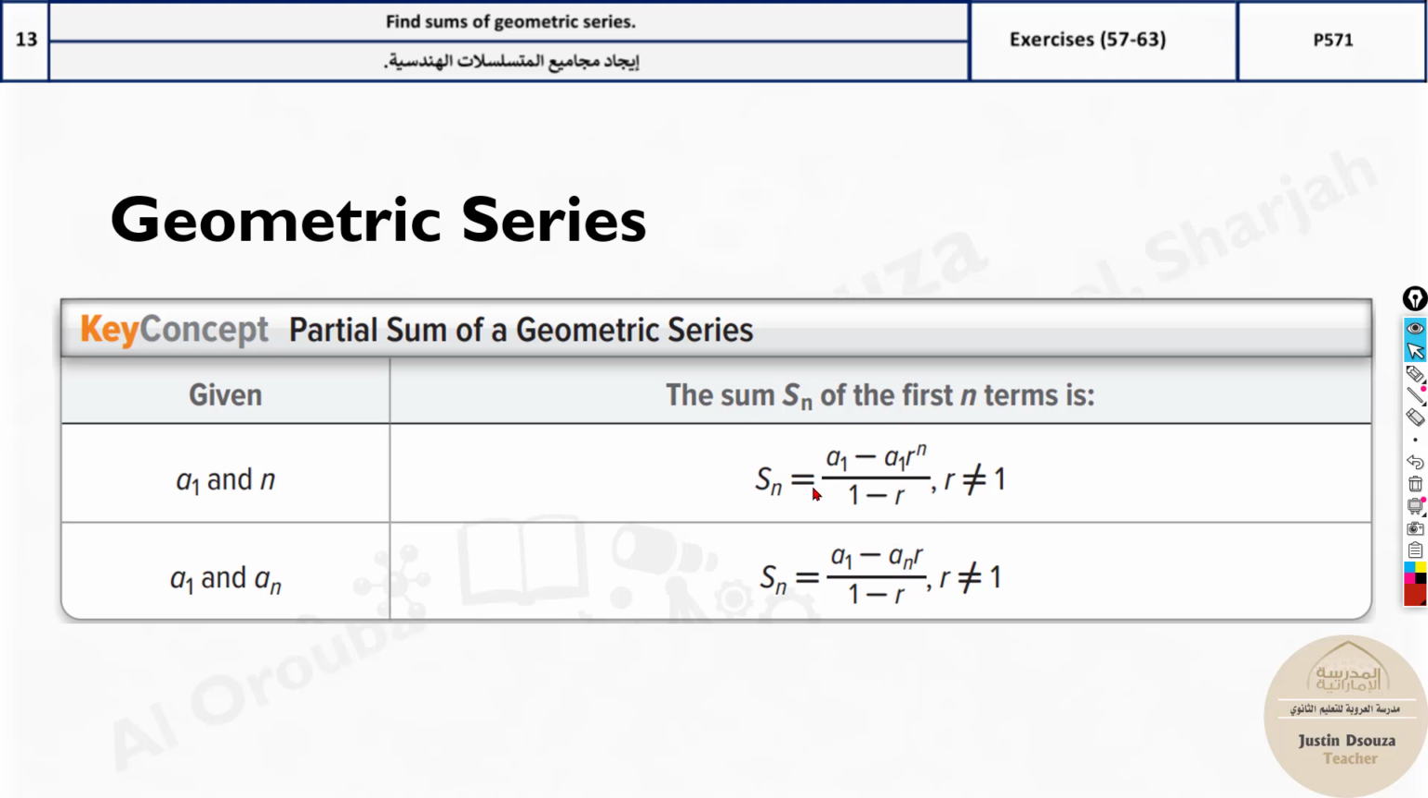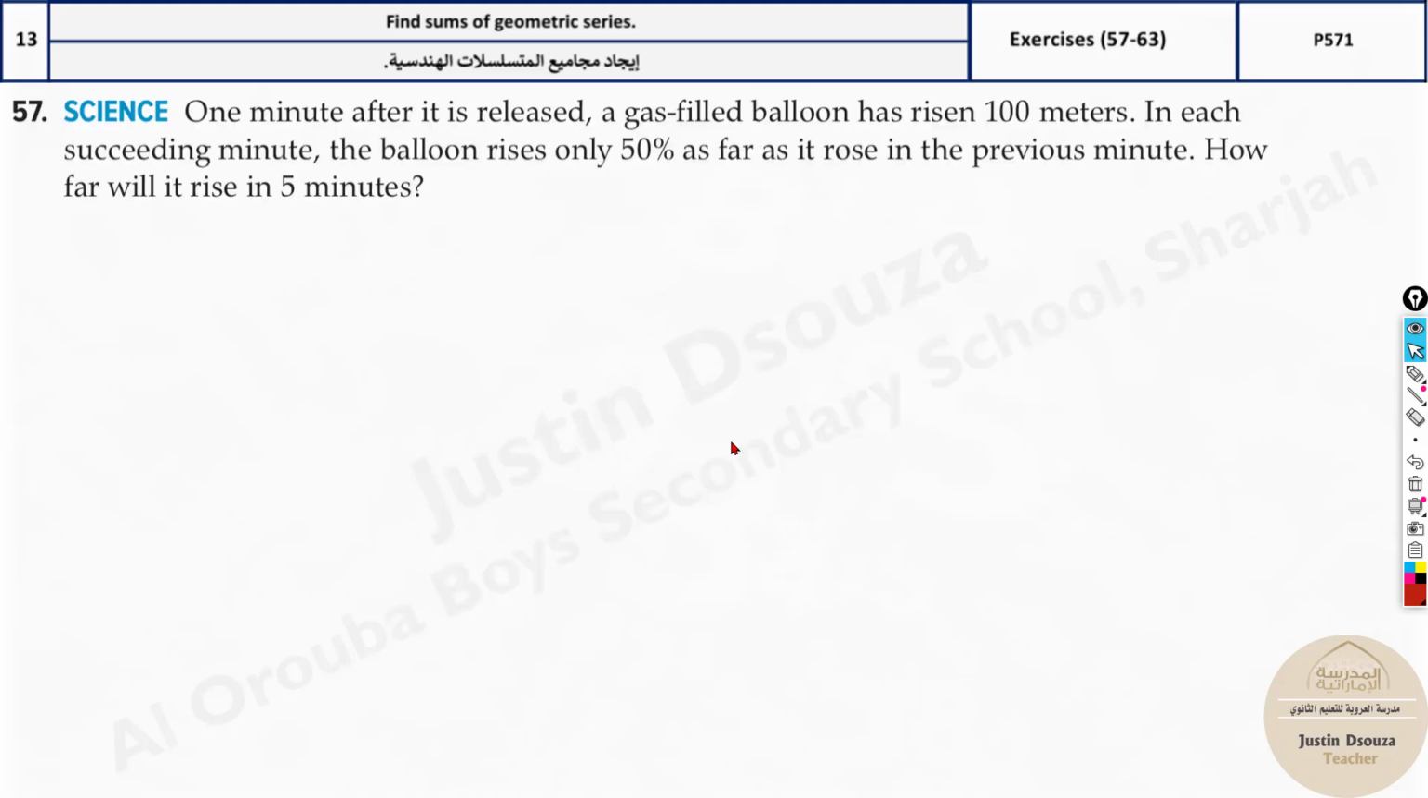I'll tell you why. Generally we will have the first term, we will have the nth term, then we use this. But if at all the last term is given, the sum, the series, the last term is given, then we can use this one where it is a1 minus anr. Now in these problems we can all use only the first formula and solve it. So let's look into the problems. They're all real world problems. I'll solve them all. Science.